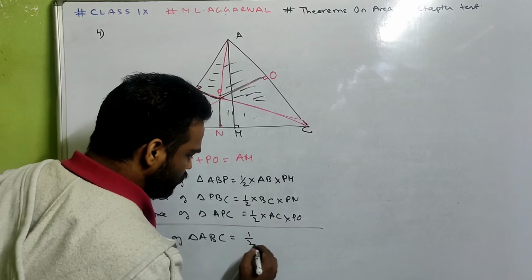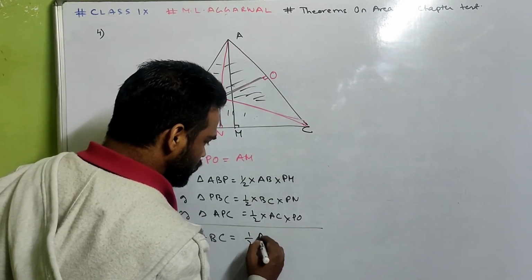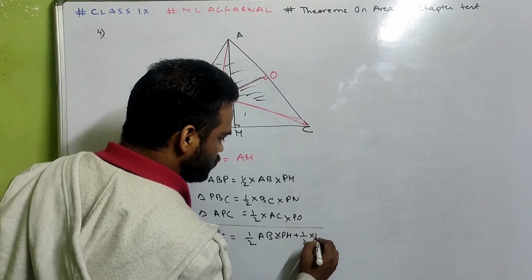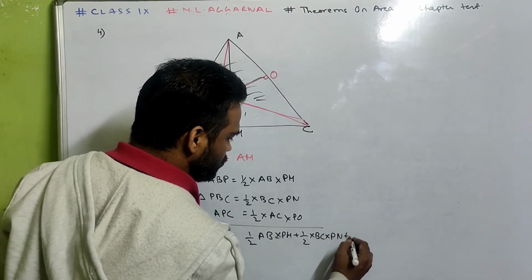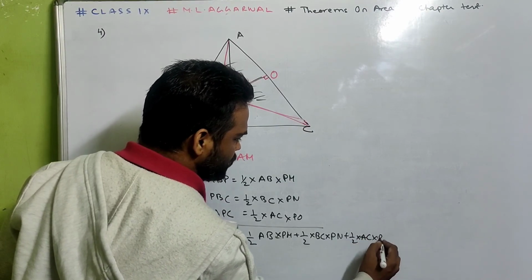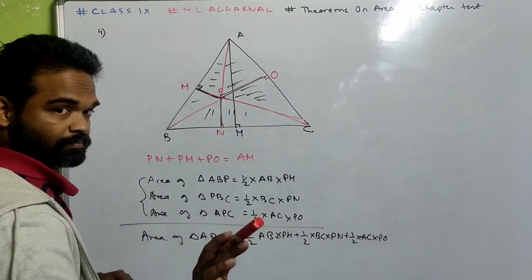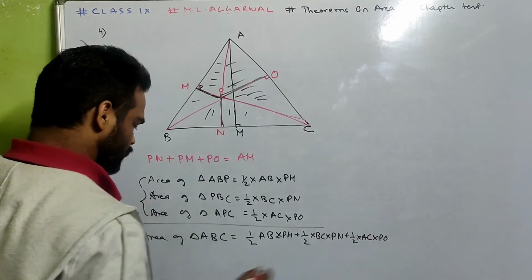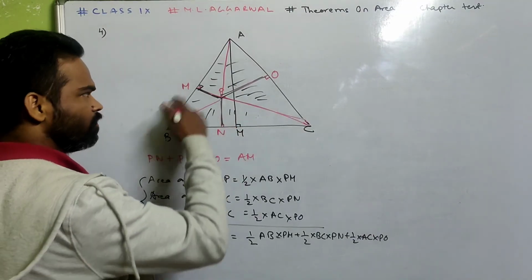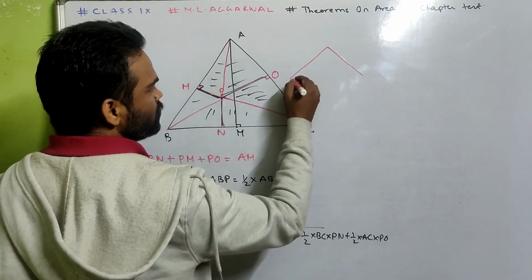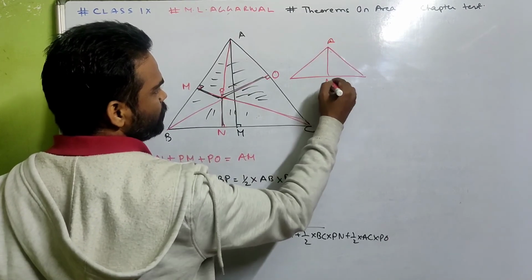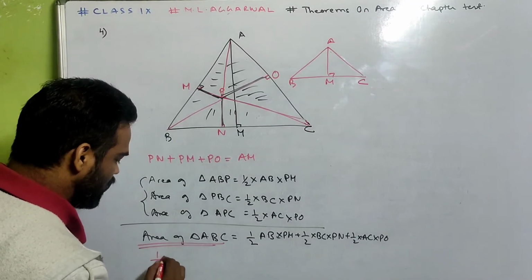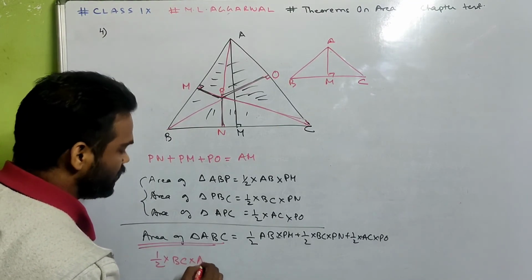This is half taken common. This is half into AB into PM plus half into BC into PN plus half into AC into PO. We'll write like this only. These 3 areas added give the area of the entire triangle. Now look carefully. Area of the triangle ABC. Forget the internal diagram, the internal lines. This is AM. BC is the base. So area of triangle ABC, can I write half into base into height AM?